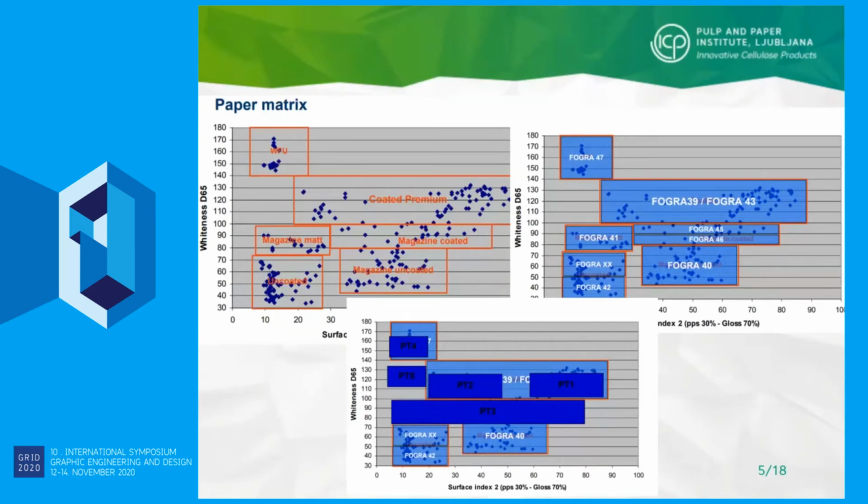And they made a review of all papers on the market. They charted the results in this way. And as you can see, they define what is the uncoated paper, what is the magazine uncoated, magazine coated, coated premium. Based on these clusterings of paper types, FOGRA developed their profiles. And based on these FOGRA clusters, the ISO standard defined the so-called paper types 1, 2, 3, 4, 5, 6 and so on. So this is basically the bedrock of all printing standards.